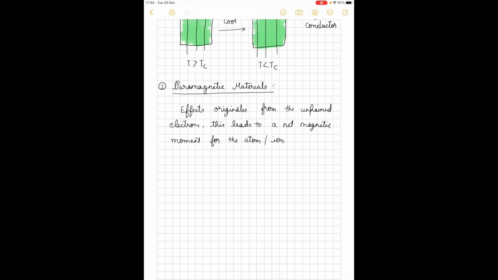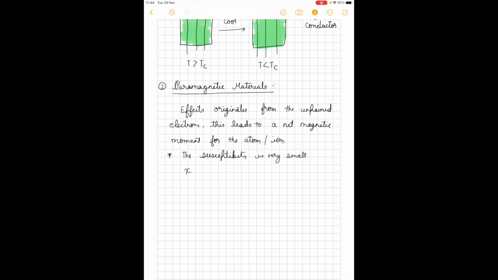The example I have given before also, aluminum. So the atoms in these materials have a permanent magnetic moment because of the unpaired electron. And when you apply a magnetic field, these magnetic moments get oriented in the same direction as the applied field and create a magnetization. Okay, so in the paramagnetic material, the susceptibility is very small, but it's positive.